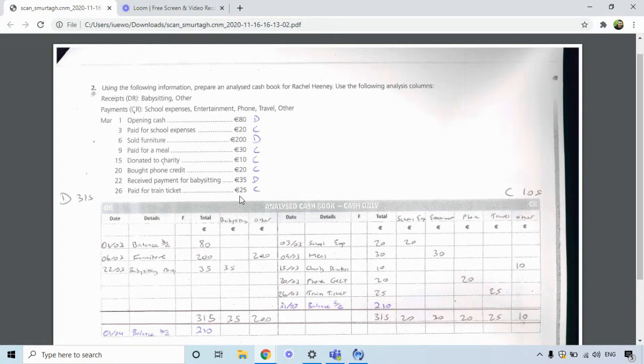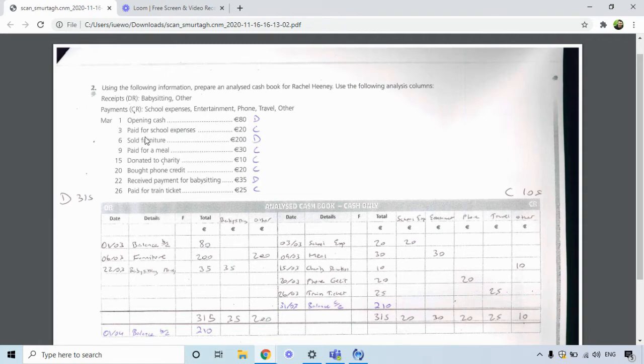So we fill in our figures. So we start with the first one, which is our opening cash or our balance brought down from the previous month. So the first of the third is our date, balance BD, and €80. And that doesn't go in any other column. That just stays in the total. It's the only one that will just stay in the total column.